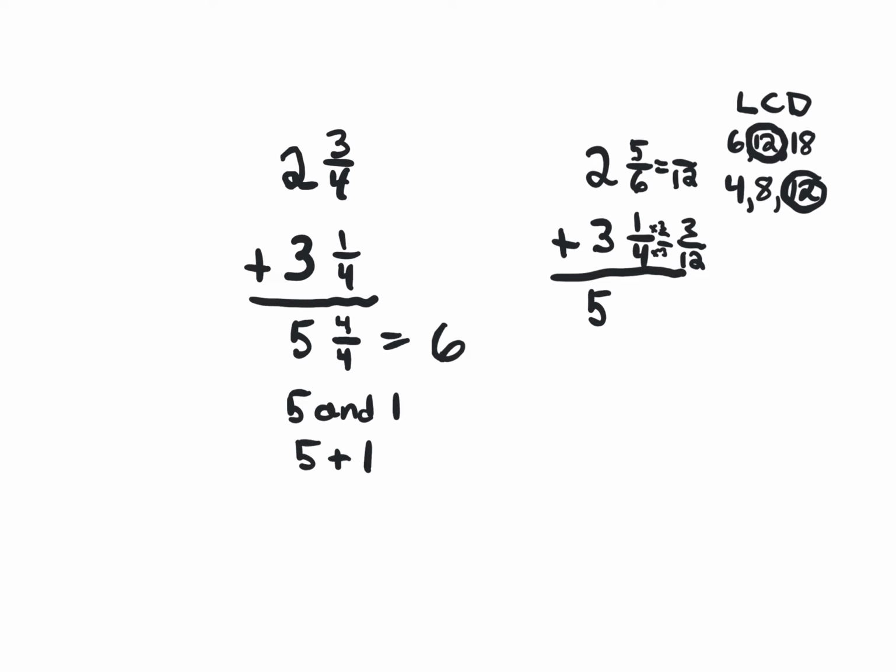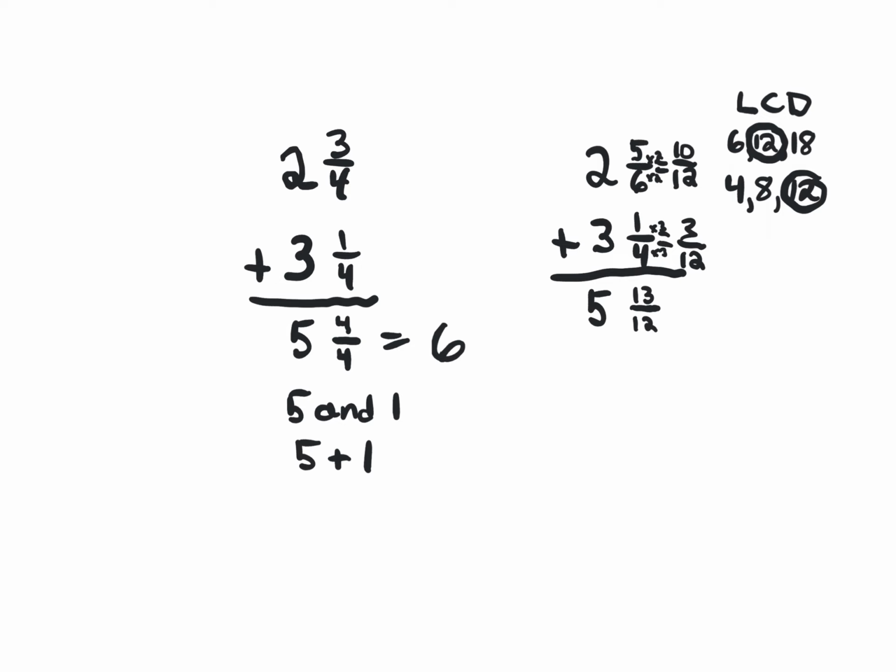Okay, let's look at the top one. How do you get from 6 to 12? Well, I know 6 times 2 equals 12. Whatever you do to the bottom, you got to do to the top. 5 times 2 is 10. So now we have two fractions that are both 12ths, which means my answer is going to be in the 12ths. 10 plus 3, we add the numerators, and we get 13. Now, we have 5 and 13/12.